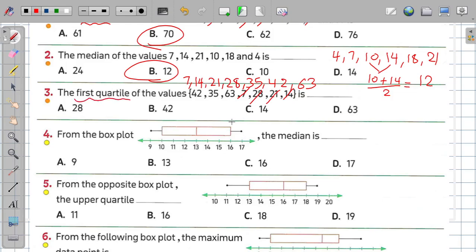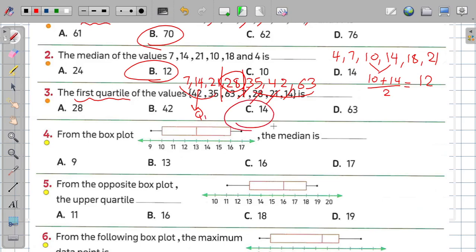So where is the median? I think it's 28. So we will cut them into 2 groups. This is the first one, and this is the second one. The first quartile is in the first group. So I have 7, 14, and 21. The median, or the number in the middle, I have 14. So the first quartile is 14.